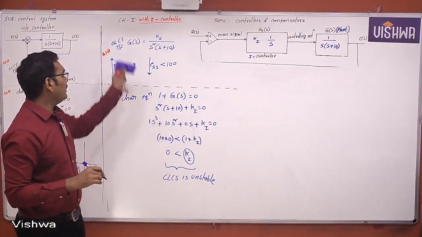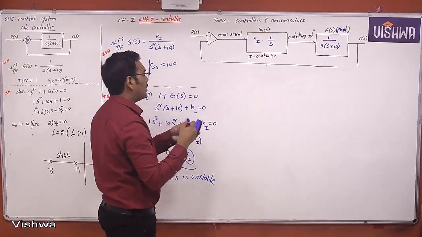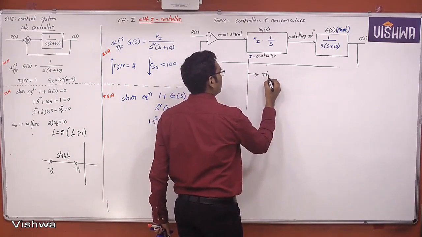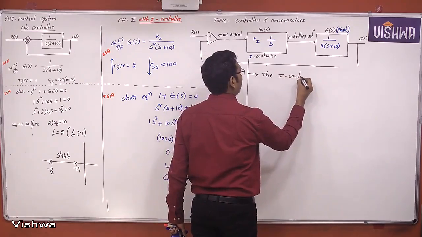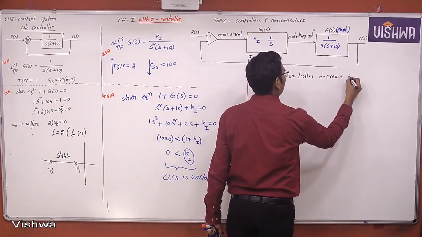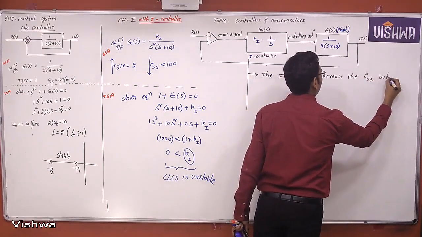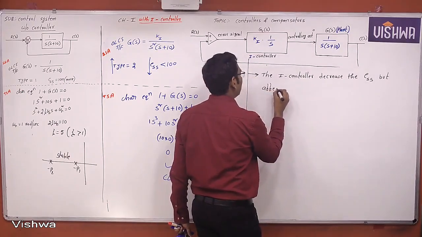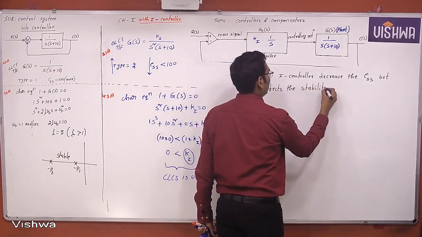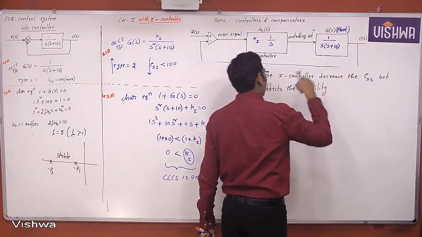Then what is the performance of the integral controller? What finally will the I controller do? The integral controller decreases the steady state error, but it affects the stability. The integral controller decreases the steady state error, but it affects the stability.